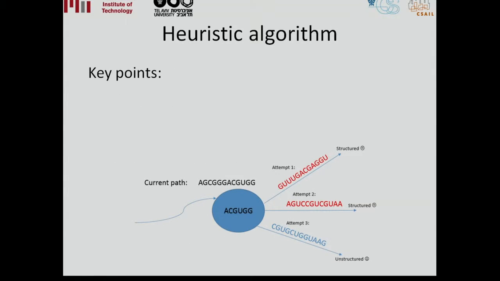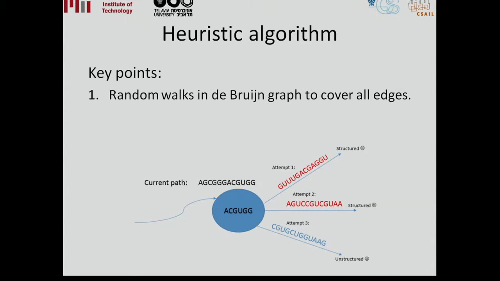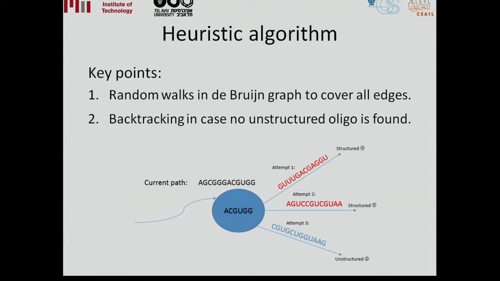So this leads us to developing a heuristic algorithm, which, disappointingly, has no guarantees, but works well in practice. The key point is that we are going to find random walks in the De Bruijn graph that together cover all of the edges. And these random walks have to represent unstructured sequences. In addition, we have to come up with some backtracking strategy, because it might be that we find a path but it is structured, and we find another path that is structured, then we have to have a few attempts till we find the unstructured path. So these are the key points that we need to take care of in our algorithm.